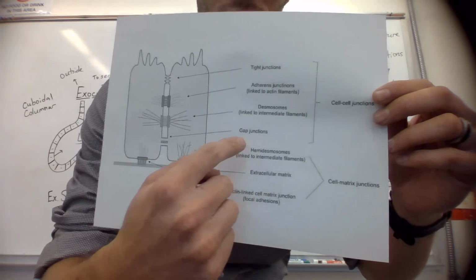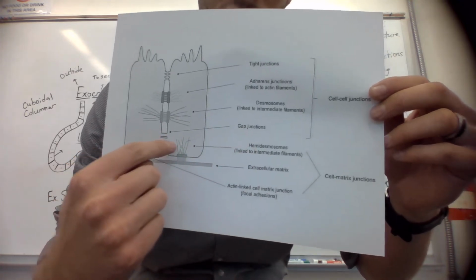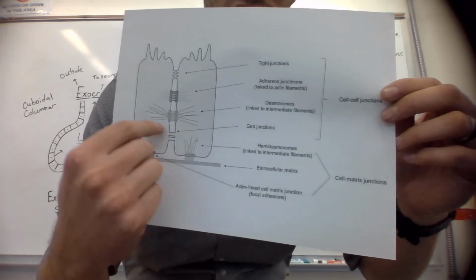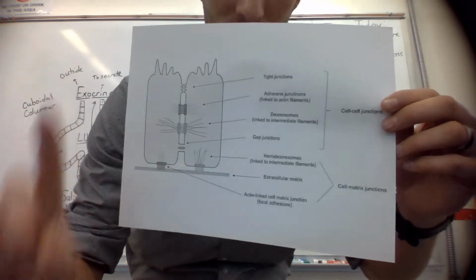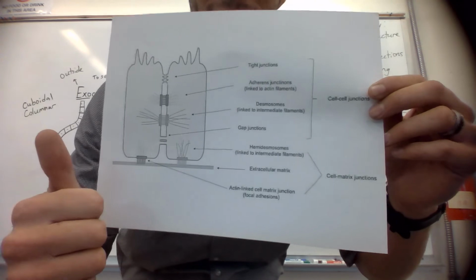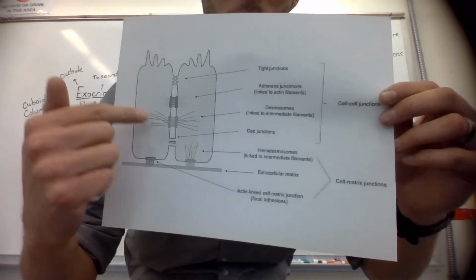Gap junctions, as we move down, are like a tunnel between cells. They share both a plasma membrane and cytoplasm. And this is what I want you to write down: it allows ions to flow quickly from one cell to another.